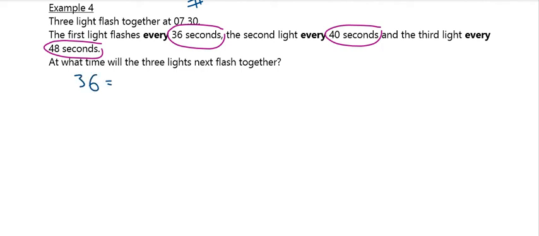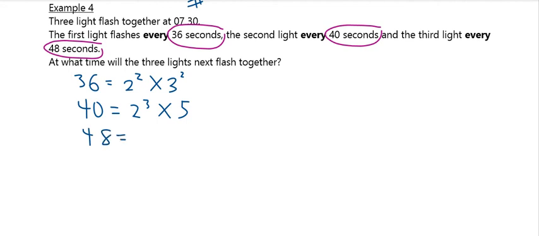36 will be 2 power 2 times 3 power 2. You can use prime factorization on your own. Now for 40 seconds, it will be 2 power 3, which is 8, times 5. Let's double check 36 first: 4 times 9 is 36. All right. For 48, it will be 2 power 4. 2 times 2 is 4, 4 times 2 is 8, 8 times 2 is 16, so 16 will be multiplied with 3. These are the prime factorizations for each number of seconds.